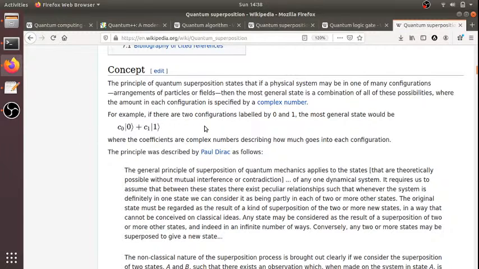For example, if there are two configurations labeled by 0 and 1, the most general state would be C0|0> plus C1|1>, where the coefficients, which are complex numbers, describe how much goes into each configuration. The principle was described by Paul Dirac as follows.